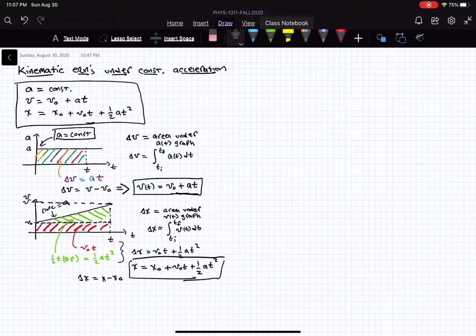Okay, so there you have it, a geometric description of where these kinematic equations come from.